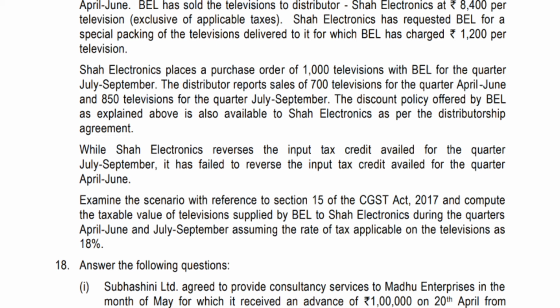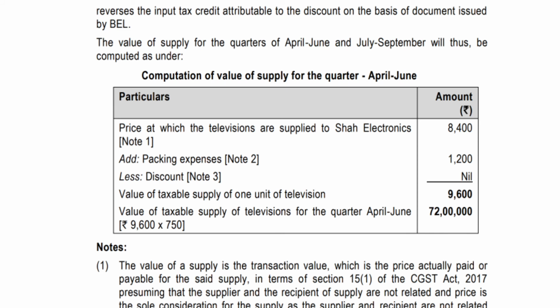सो हम दोनों क्वार्टर्स का जो ये नीचे क्वेश्चन दे रखा है इसमें यही बोल के रखा है कि हमें वैल्यू ऑफ सप्लाई निकालनी है, taxable value of supply निकालनी है by BEL to Sa Electronics for both the quarters. So the first quarter is April to June. In that quarter they sent 750 televisions at a price of 8,400 plus 1,200 rupees of packaging. So taxable value of supply of one television is 9,600.